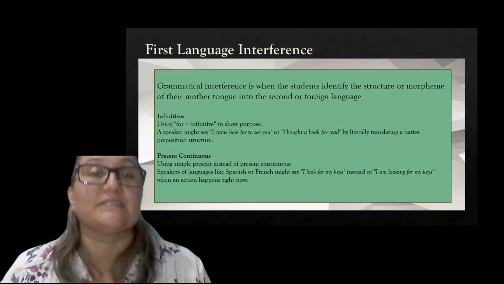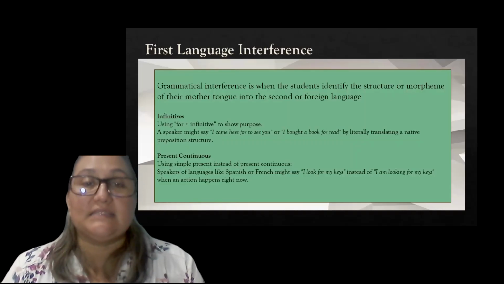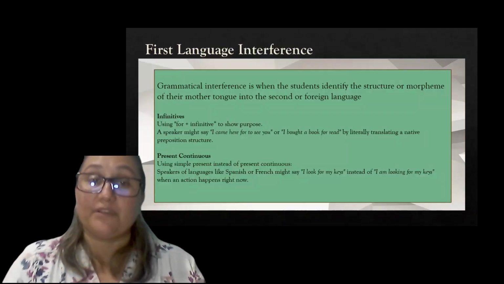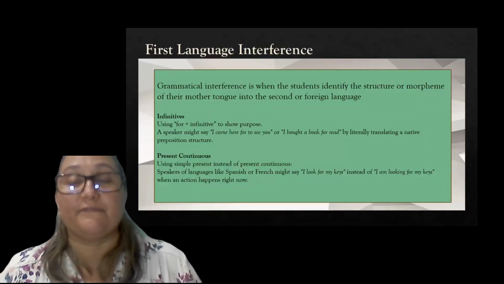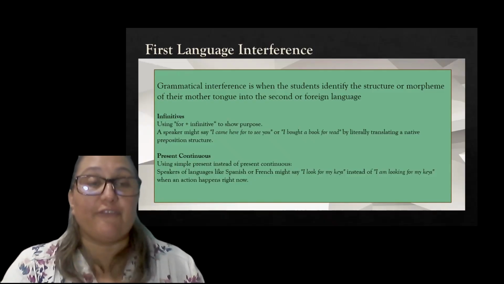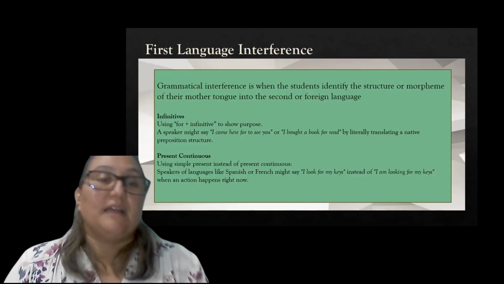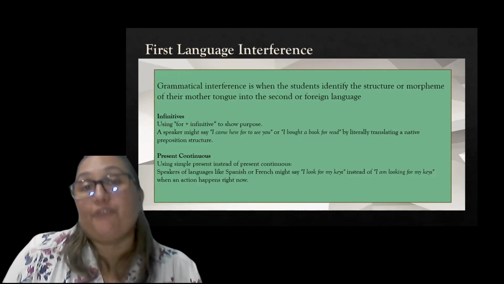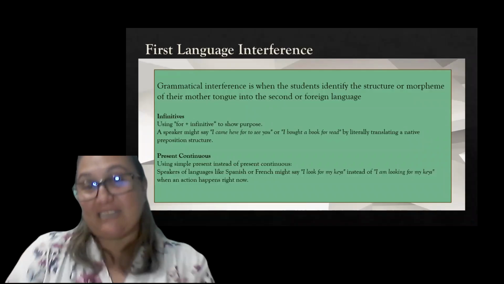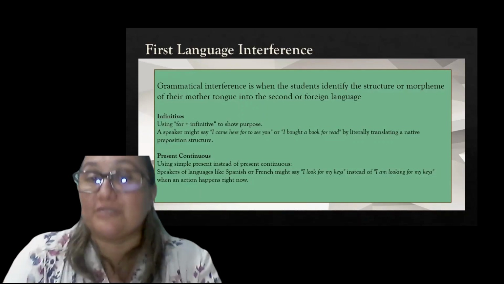Well, let's go on. We have the first language interference. This is when students transfer the structure or morpheme of their mother tongue into the second or foreign language. For example, using for plus infinitive to show purpose. A speaker may say, "I came here for to see you." I came here for to indicate the purpose of the visit, right? "I came here for to see you."